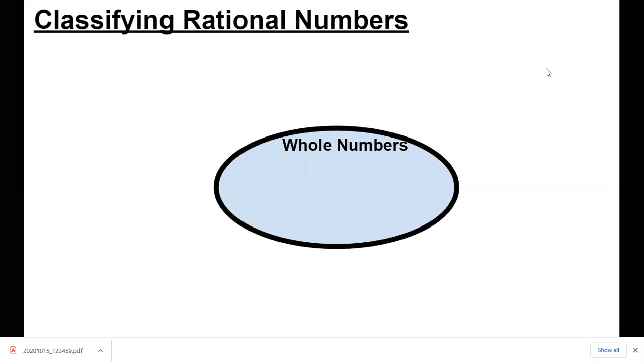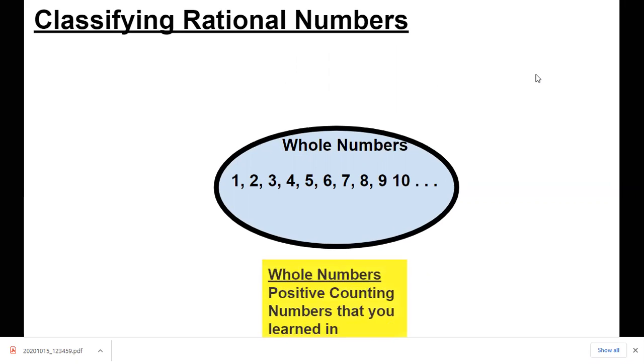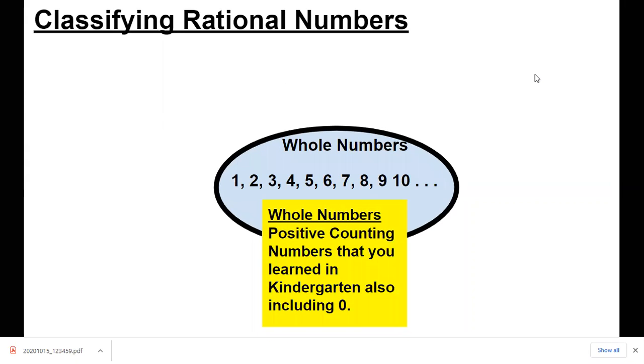Okay, so we have a set of whole numbers. Whole numbers are all the counting numbers you would have learned in kindergarten. 1, 2, 3, 4, 5, 6, 7, 8, 9, 10, and on up to 18 and you could go forever and ever because numbers never end, right? They're all the positive counting numbers. So whole numbers are positive counting numbers that you learned in kindergarten, but they also include 0. Remember that 0 is included in that.